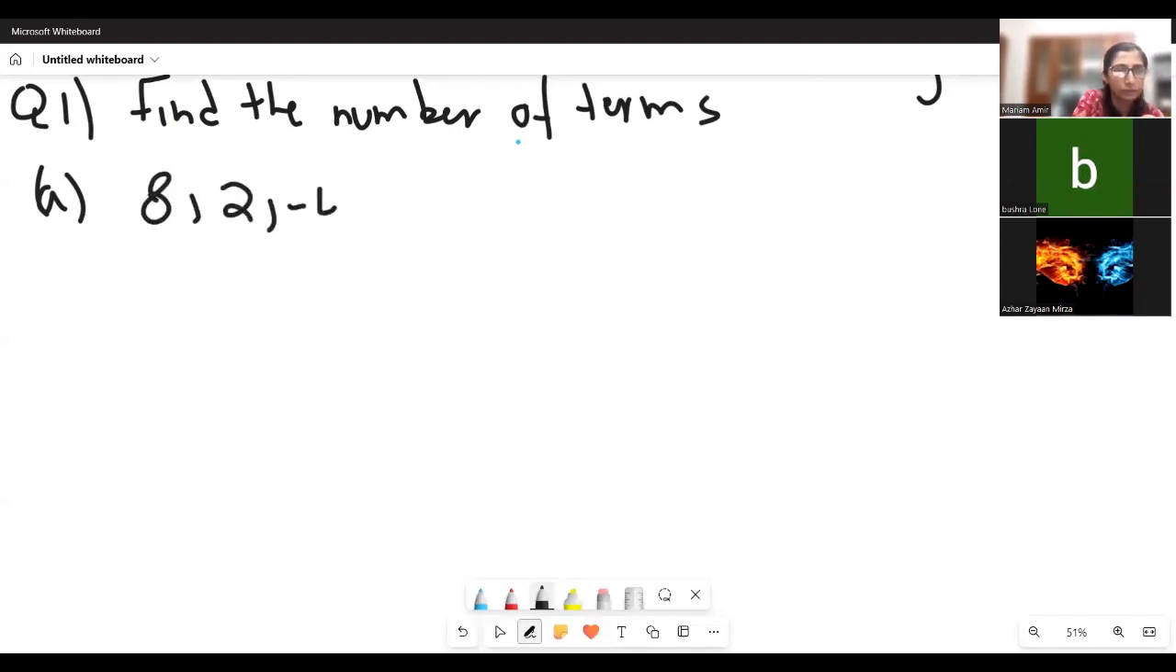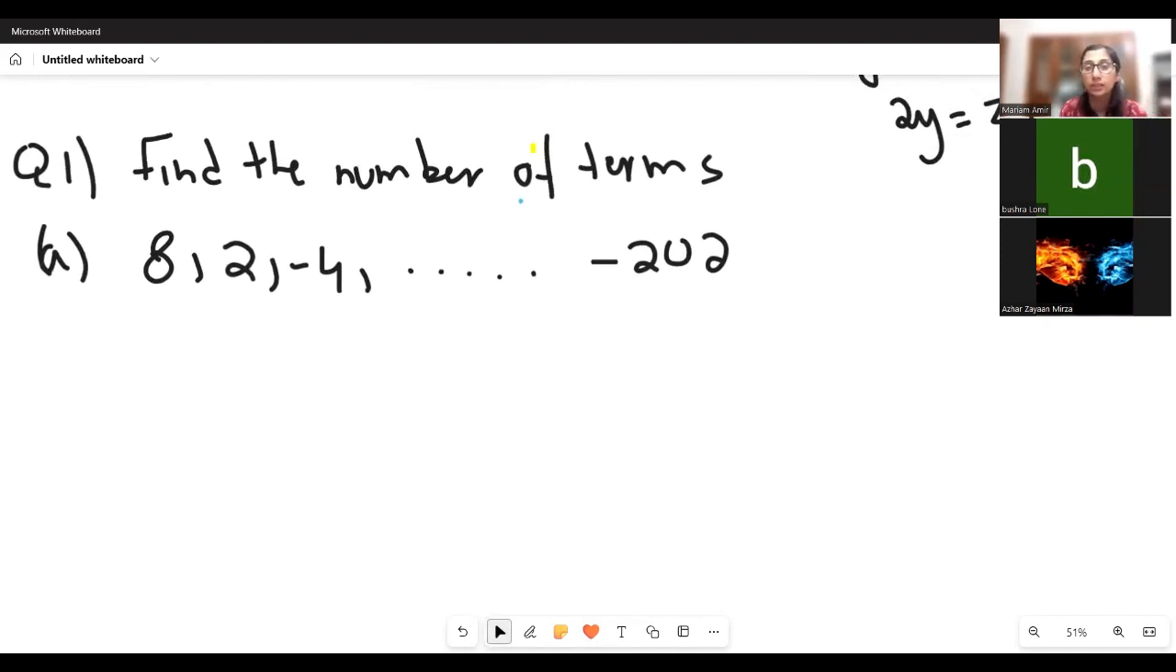2, -4, and the last term is -202. Same question: how many terms are in this sequence if we go up to -202? Okay, so yes, Azhar, what do we do? We'll apply the same formula.